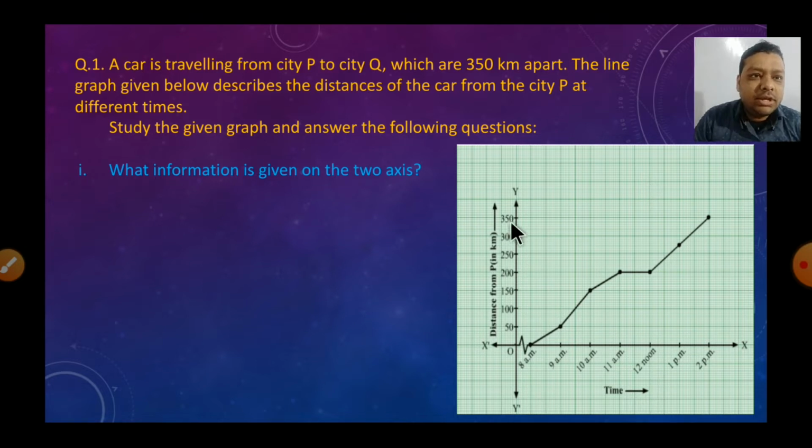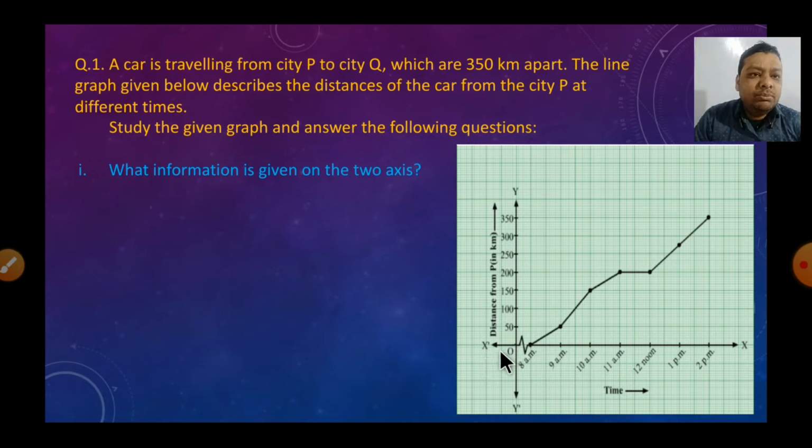You can see this is the y axis and this is the x axis. On the x axis time is mentioned and on the y axis distance is mentioned. We know that time and distance are directly proportional. It means if the time increases, then distance will also increase, and if the time decreases, then distance will also decrease.